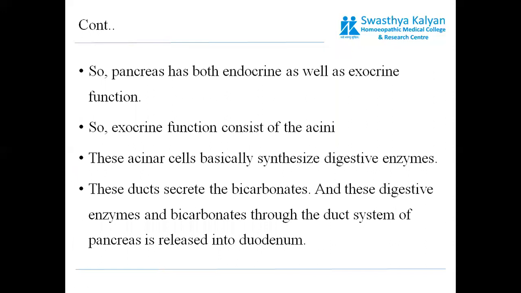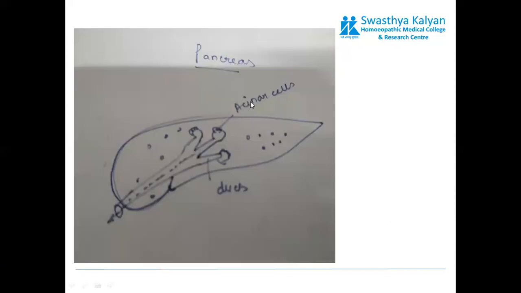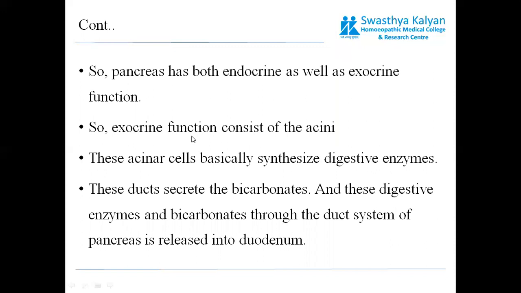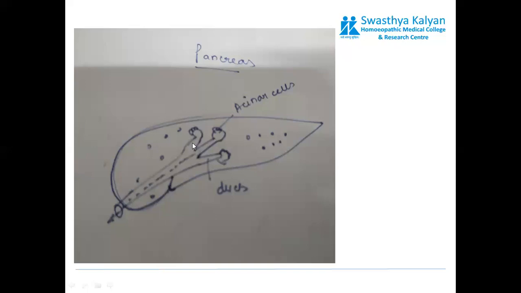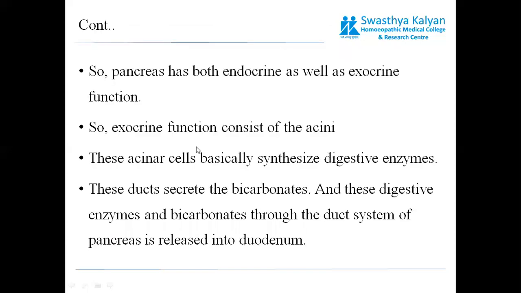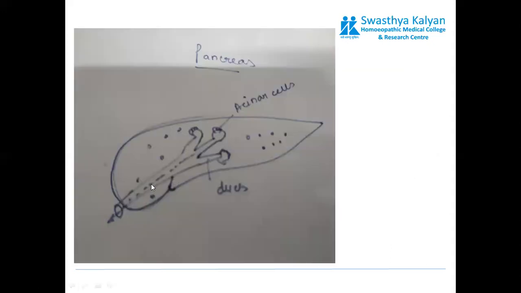So pancreas has both endocrine as well as exocrine function क्योंकि ये double gland है. So exocrine function consists of the acini. Exocrine function है acinar cells. These acinar cells they synthesize digestive enzymes. और जो ये ducts हैं cells के पास ये synthesize करती हैं, secrete करती हैं bicarbonates. अब ये दोनों मिलके digestive enzyme and the bicarbonates through the duct system of the pancreas they are released into the duodenum. So ये यहाँ से कहाँ पे होते हैं release? Duodenum में. Duct के through ये release होते हैं in the duodenum.